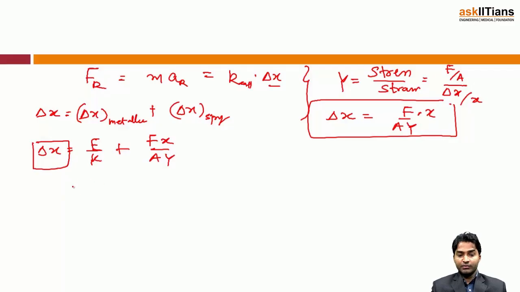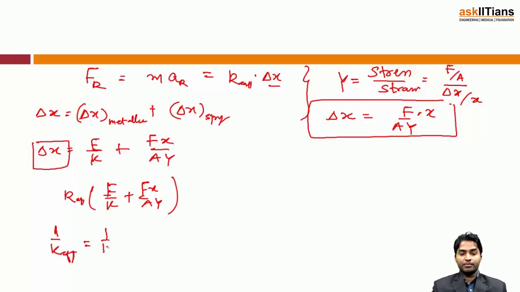Finally, we have to find the K effective from this part. So K effective multiplied by Δx equals F upon K plus Fx upon AY. In other words, 1 upon K effective is 1 upon K plus x upon AY. The original length of the rod is x = L, so we can say that 1 upon K effective is 1 upon K plus L upon AY.